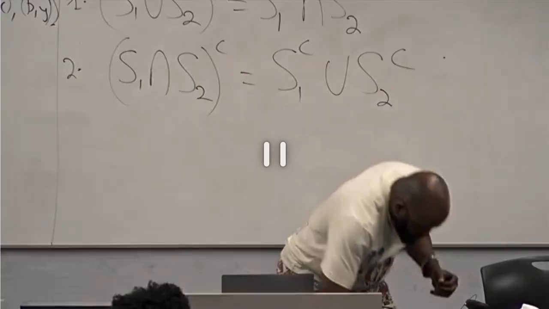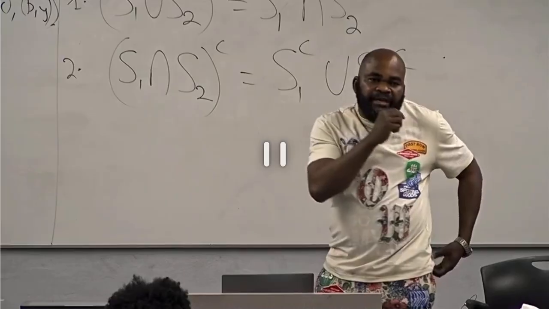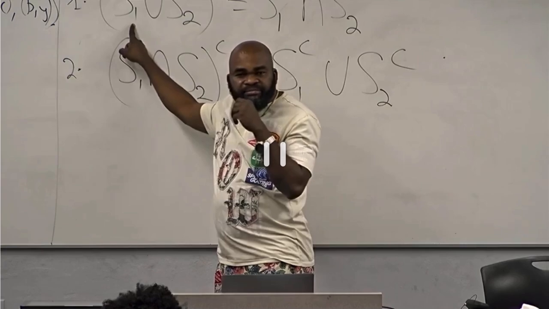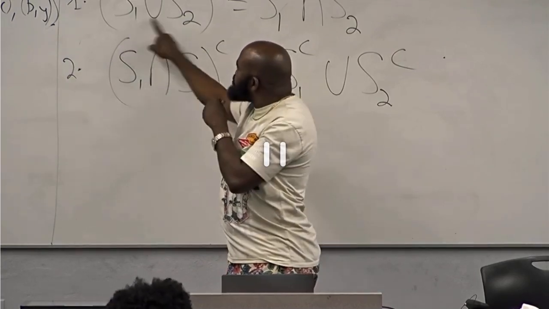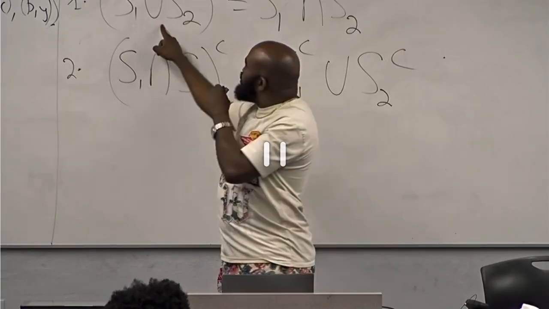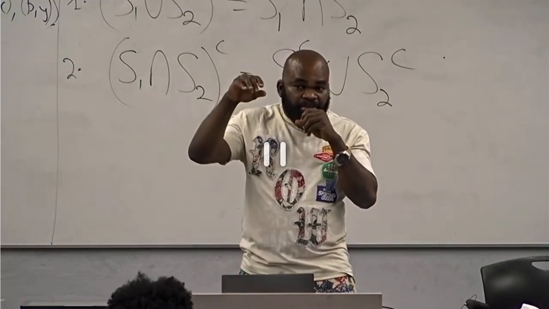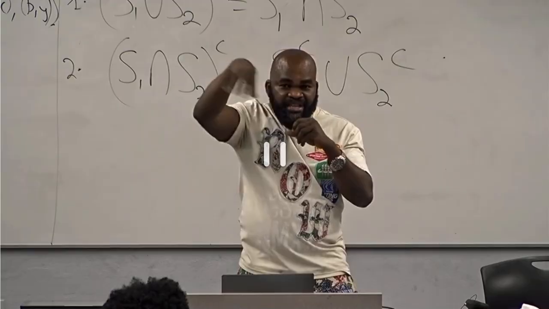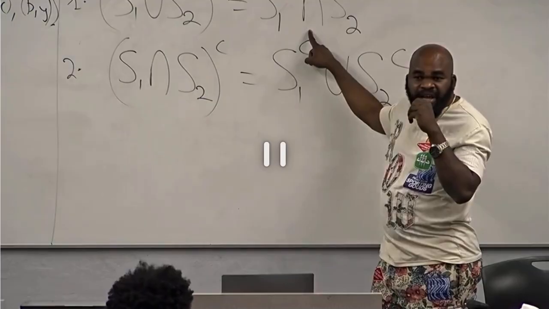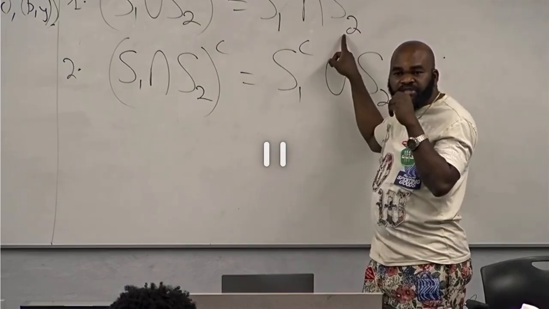I need you to pay attention. It's like we've already verified this. If I have two sets, I find the union, and after finding the union, I take the complement. That means I'm interested in outside. I'm not interested in X1 and X2. That's what I mean. It is the same thing as the intersection of the complements.